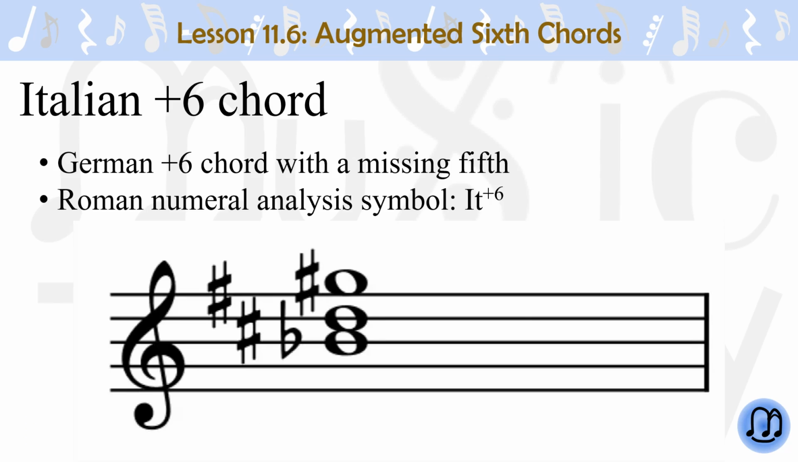An Italian augmented sixth chord is a German augmented sixth chord with a missing fifth. Its Roman numeral analysis symbol is IT and a superscript +6. The example shown is an Italian augmented sixth chord in D major because the flat sixth scale degree is B flat and the chord is the same as a German augmented sixth chord with a missing fifth.